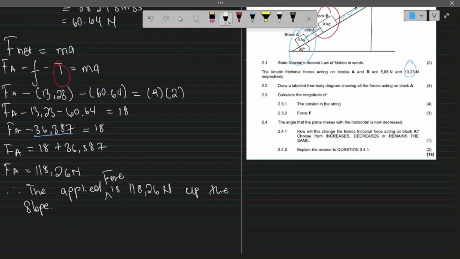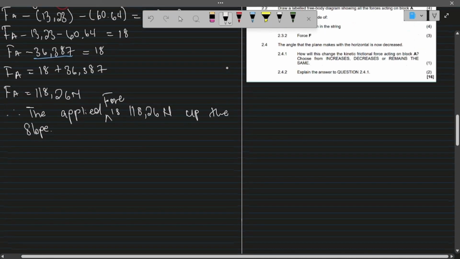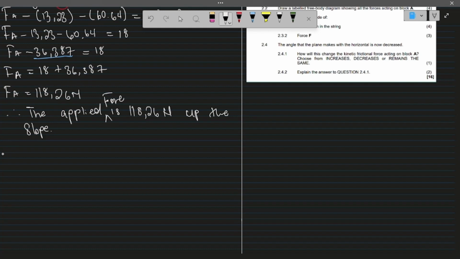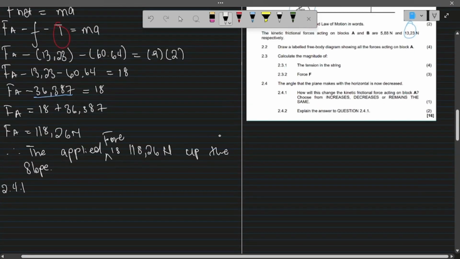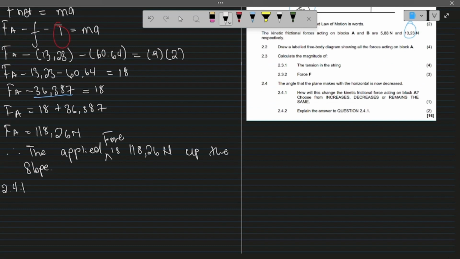So yeah, let's do our 2.4. 2.4.1 asks us: the angle that the plane makes with the horizontal is now decreased, right? So now the angle is being decreased. How will this change the kinetic frictional force acting on block A? Choose from decrease, increase, or remain the same.